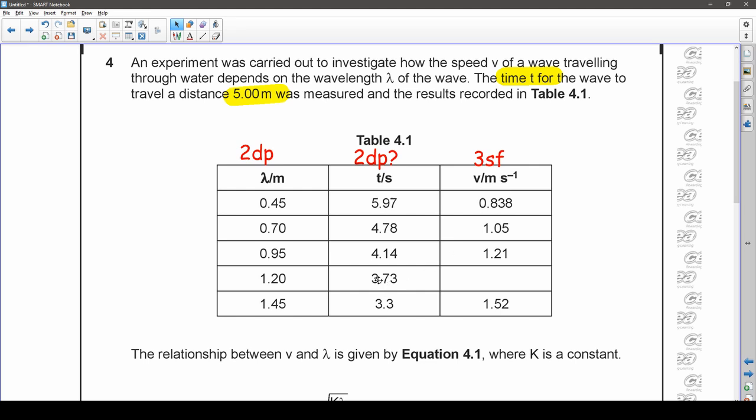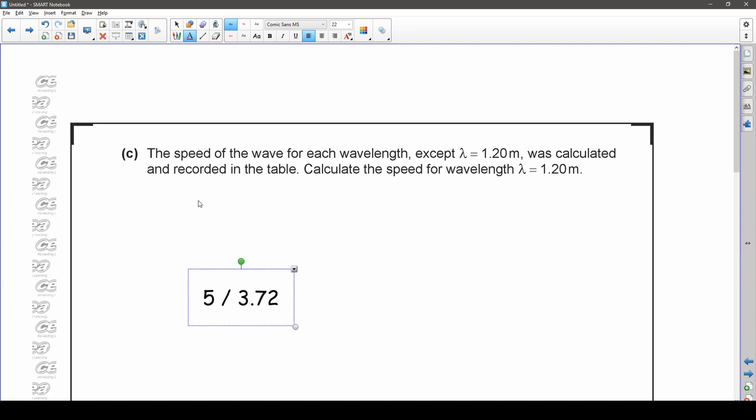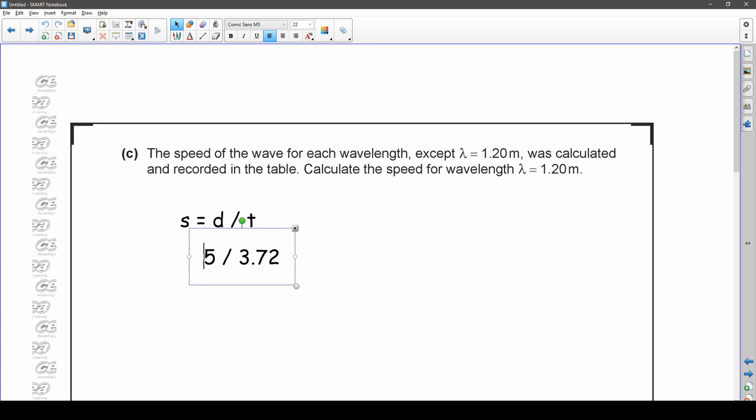I don't see any problem with this, so we're going to go with 5 divided by 3.73. Again, maybe the 3 marks is for spotting that. So the 5 divided by 3.73, or maybe they want an equation. So we want speed equals distance over time. Always good to write your full working out, even at A level. So speed equals the distance of travel was 5 meters divided by the time it took it to do that, which was 3.72.